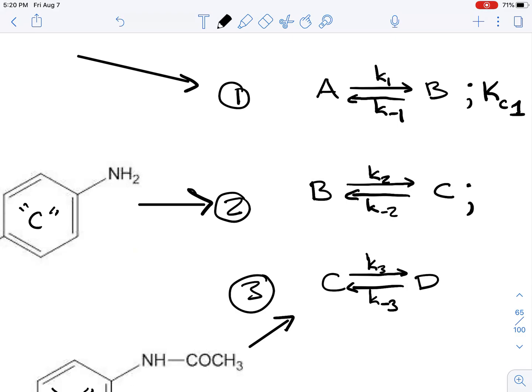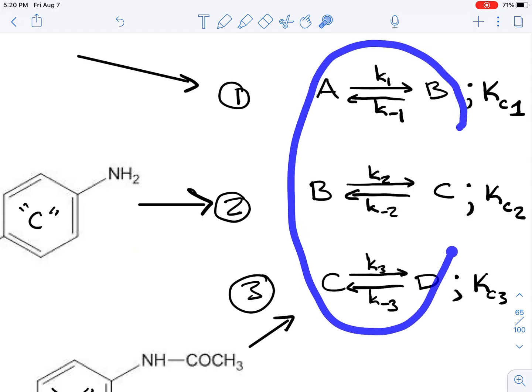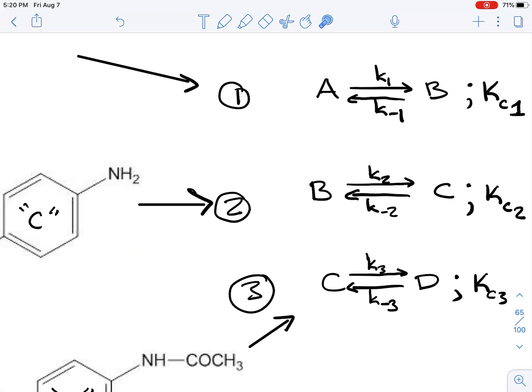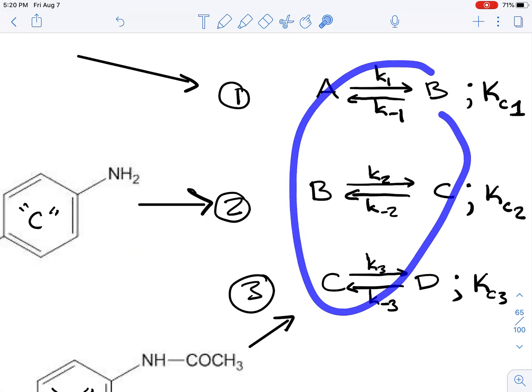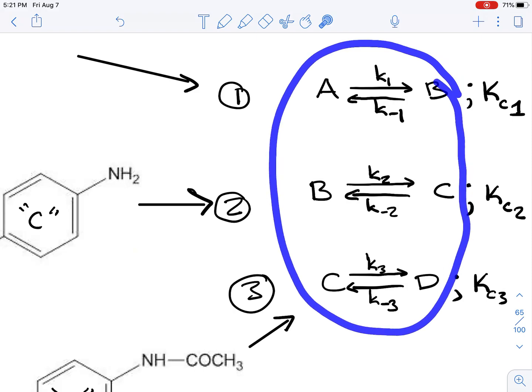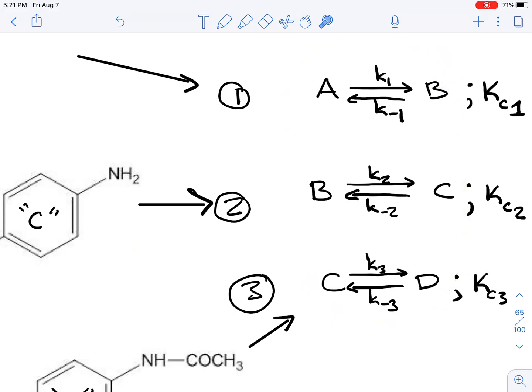For the second step, I can label the equilibrium constant as Kc2. And for the third step, it'll be Kc3. If we wanted to summarize what's happening in this sequence of chemical reactions, I can simply add all of these individual steps up. When I start adding these individual steps, I'm going to be canceling any intermediates.